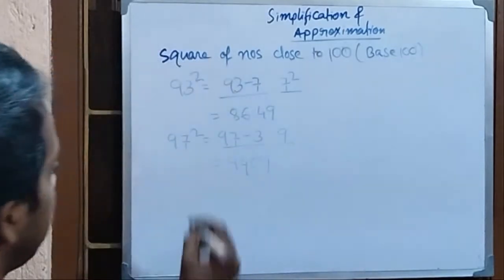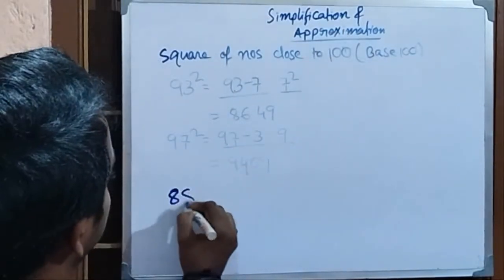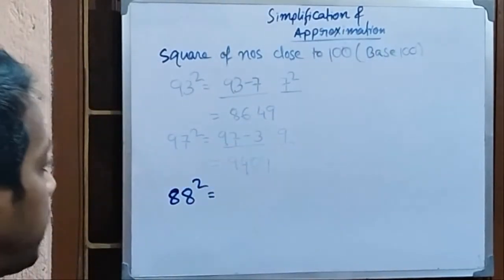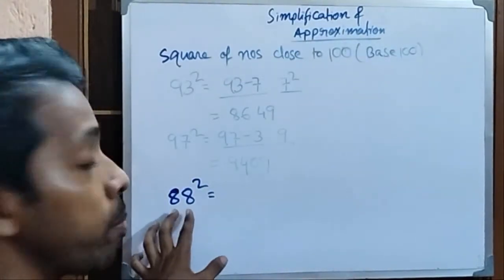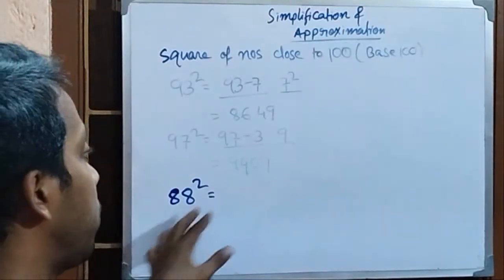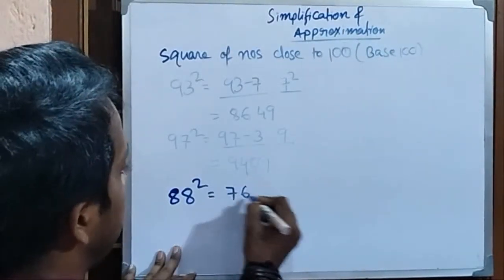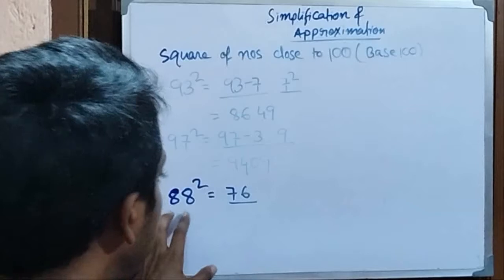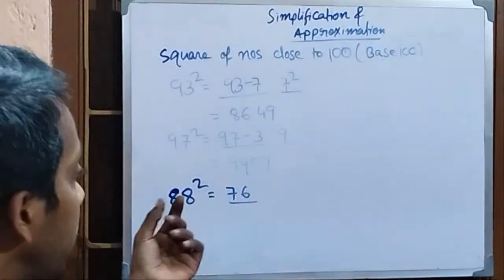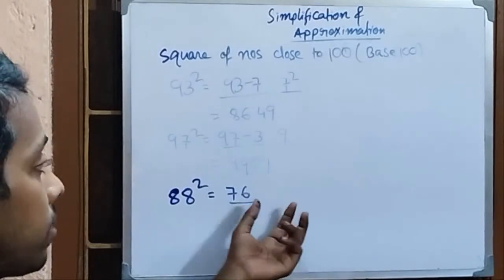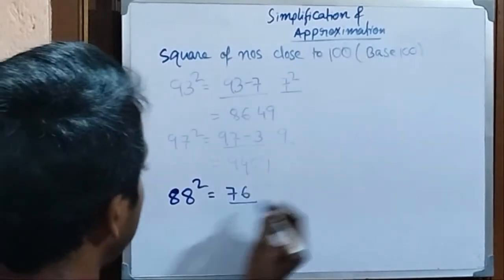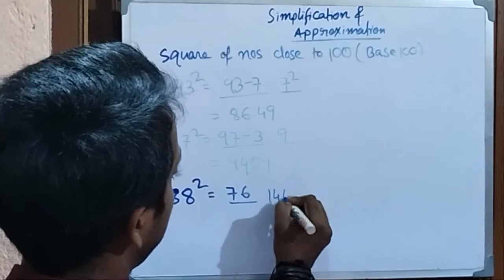I will take, suppose, 88 square. 88 is 12 less than 100. So 12 less than 100, 12 should be subtracted from the given number itself. So 88 minus 12 is 76, in the first box. And in the second box, 12 square. Whatever the lesser part or more part, that part would get squared, and in the second box it would be written down. So 12 square is 144.